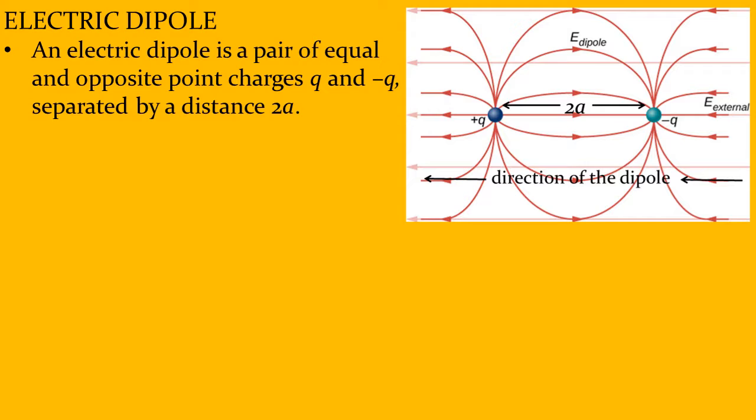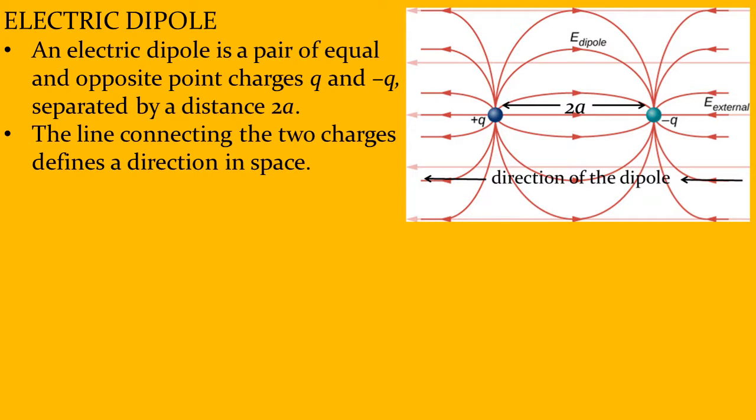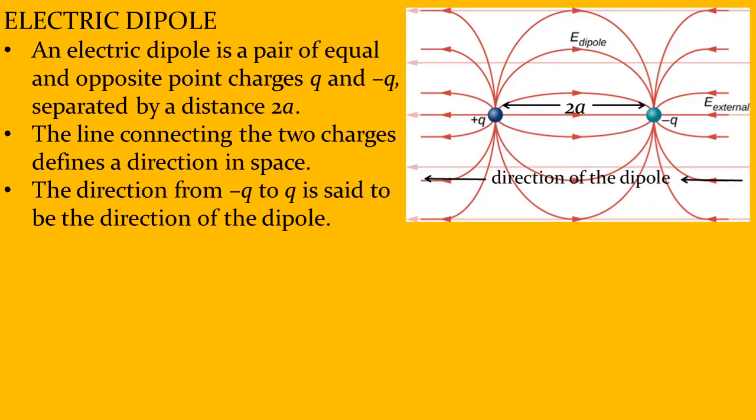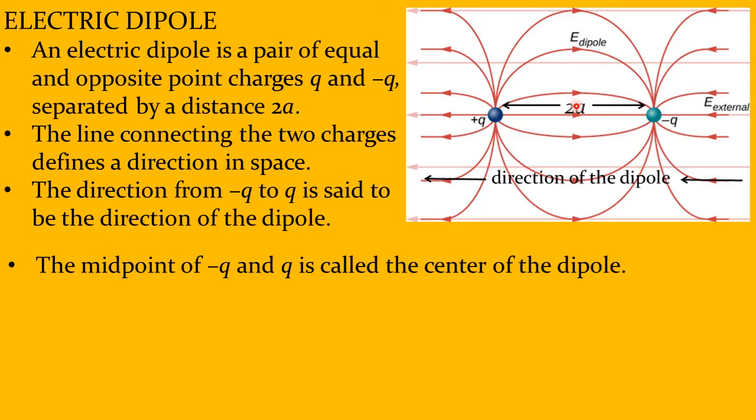An electric dipole is a pair of equal and opposite charges q and minus q separated by a distance, let's say 2a. The line connecting the two charges defines a direction in space. Now, what is the convention? The direction from minus q to q is supposed to be the direction of the dipole. The midpoint of minus q and q is supposed to be the center of the dipole.